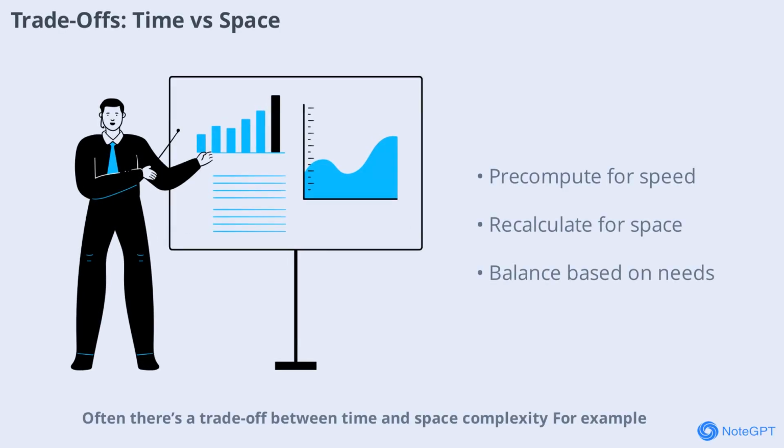Often there's a trade-off between time and space complexity. For example, storing pre-computed results can speed up an algorithm but requires more memory. Conversely, recalculating values saves space but takes more time. Understanding these trade-offs helps you make informed decisions based on your application's needs and constraints.